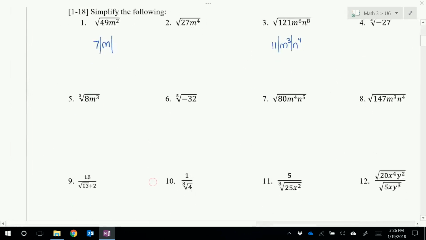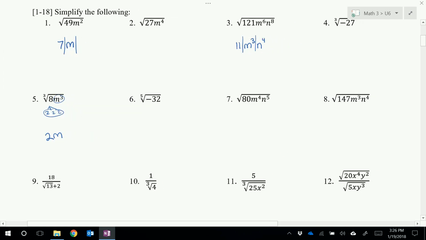Number 5 is cube root of 8. 8 is 2 times 2 times 2. And so we have a set of 3 things, so we get 2, and we also have 3 m's. And take the cube root of that, you get m. We do not need a positive answer here, so that's our answer.